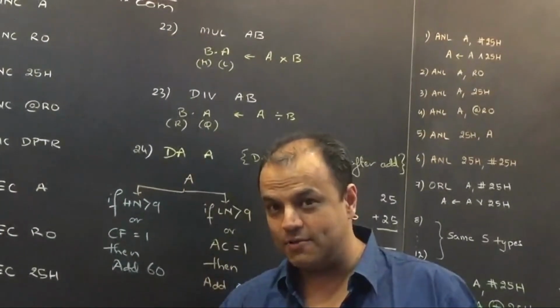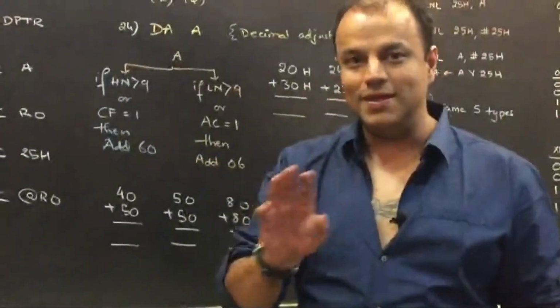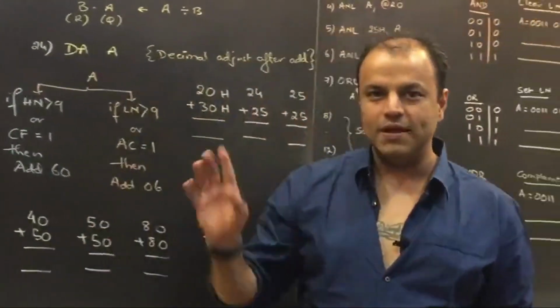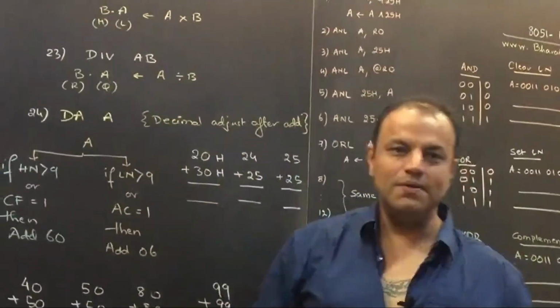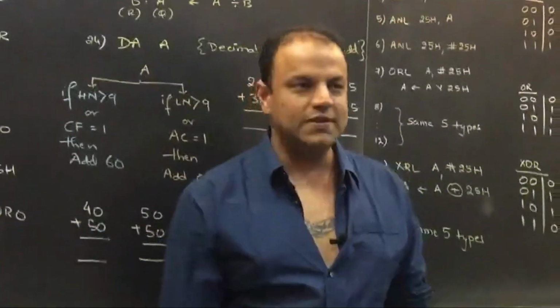There is no multiply A comma R0. There is no multiply A comma B also. The name of the instruction is mul AB. That's it. Nothing else can come in place of A and B. Now when you write multiply AB, both of them are 8 bits. So you're doing A multiplied by B obviously.